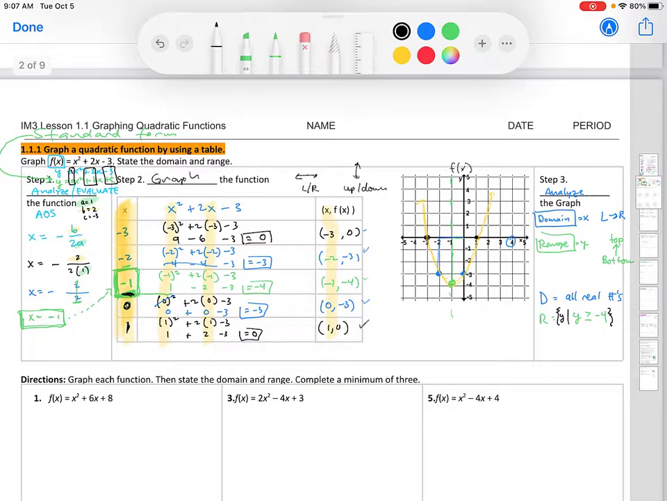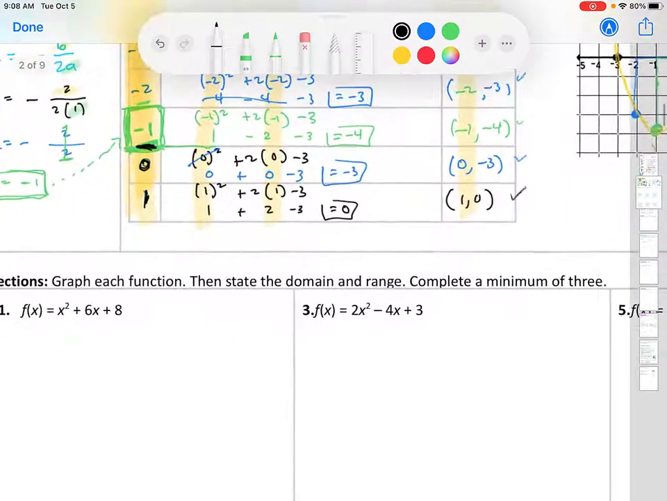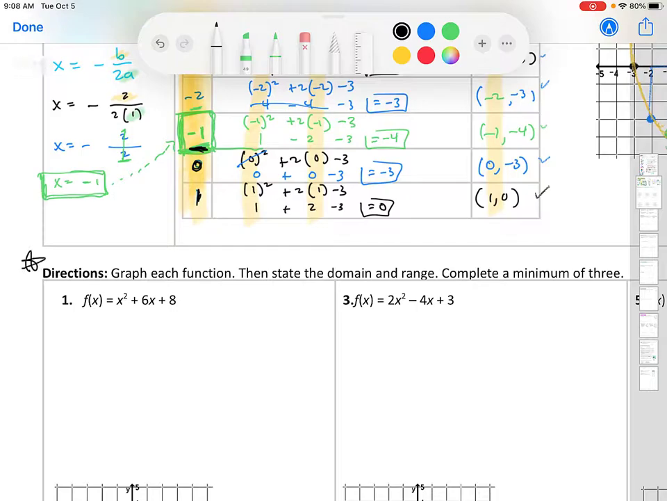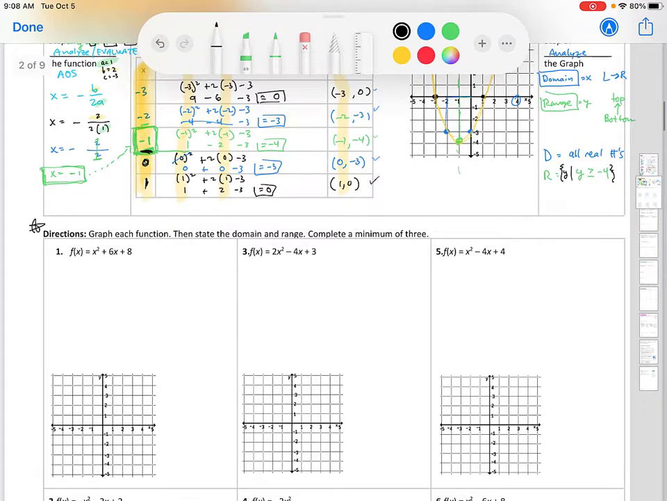All right. So that was our introductory problem. You must have filled that out. And let's look down here. This one says graph each function, then state the domain and range, and complete a minimum of 3 problems. Go ahead and pick your 3, then cross them off, and then if you want to see me do them all, go ahead and press play, or you can fast forward to the problem you want.